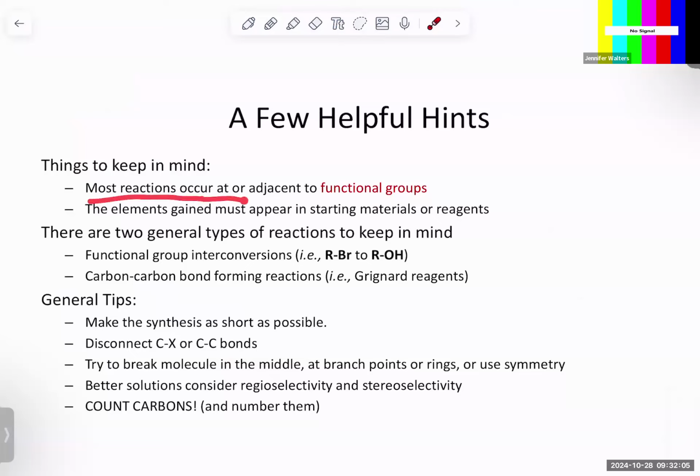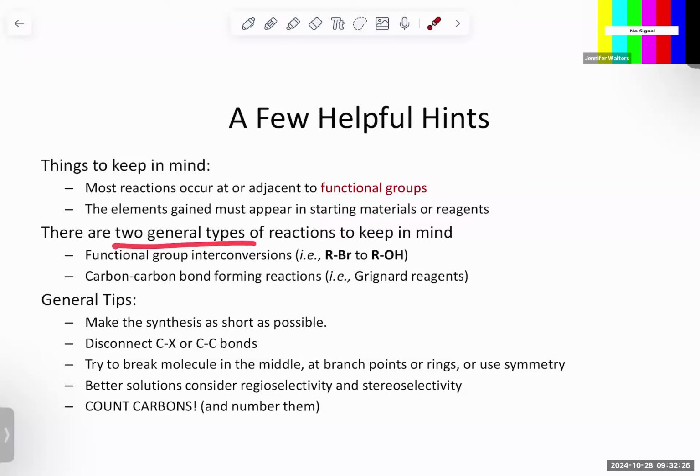Most of our reactions are going to occur at or next to our functional groups. So think about where you can change having a functional group. The elements gained must appear in either your starting material or your reagents. We're not going to be alchemists. We're not going to create it out of nothing. You had to start with them somewhere.